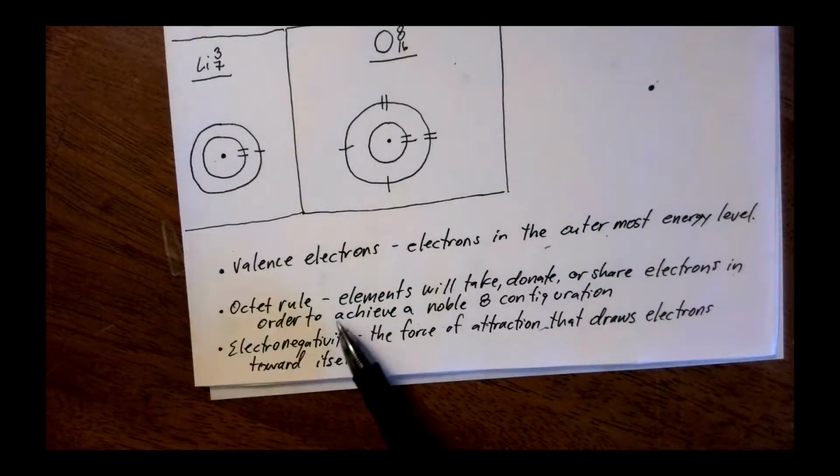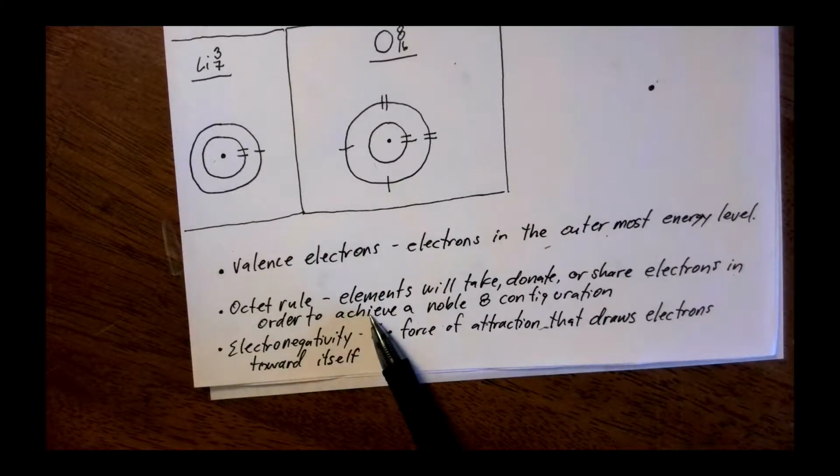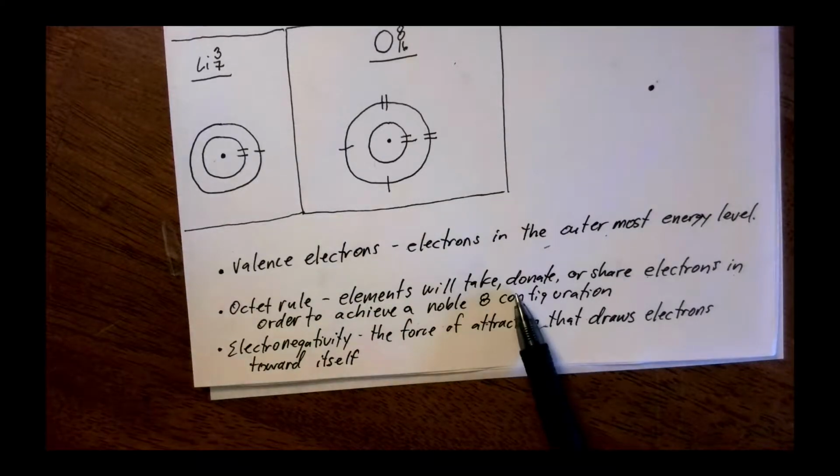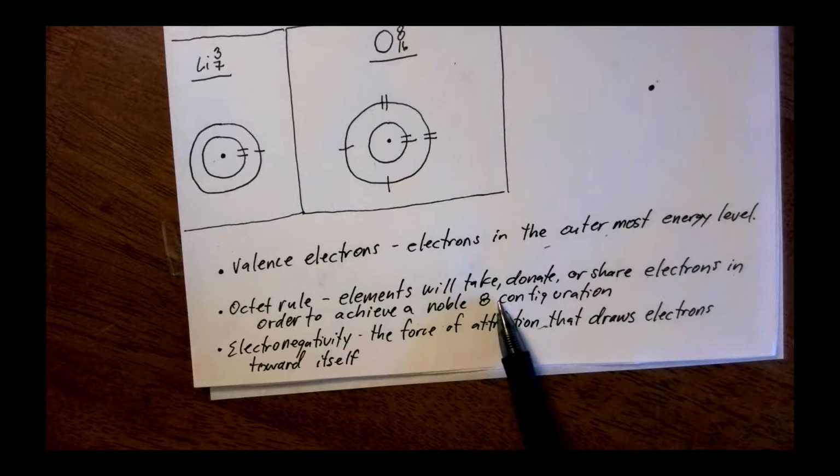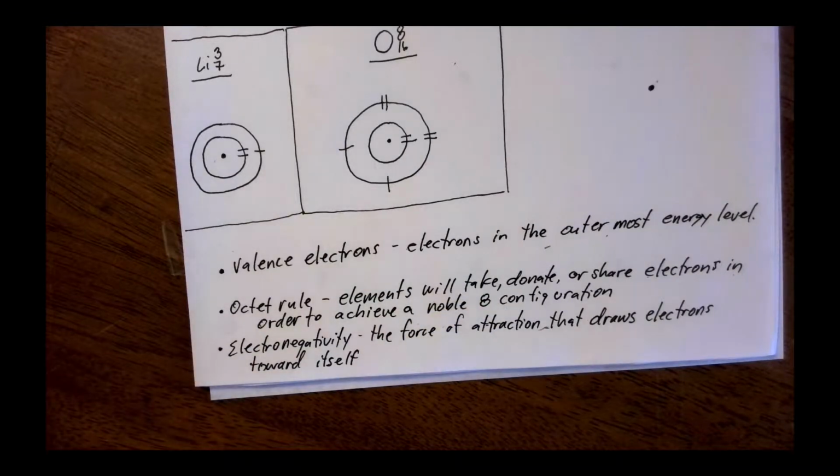Okay? Octet rule says that elements will do things, and this is where we get introduced to chemical reactions, in order to achieve a noble 8 configuration. I'm not going to over-explain that now. It will become clear as we do more of this. What I will say about the octet rule is that the outermost energy level can hold no more than 8 electrons.